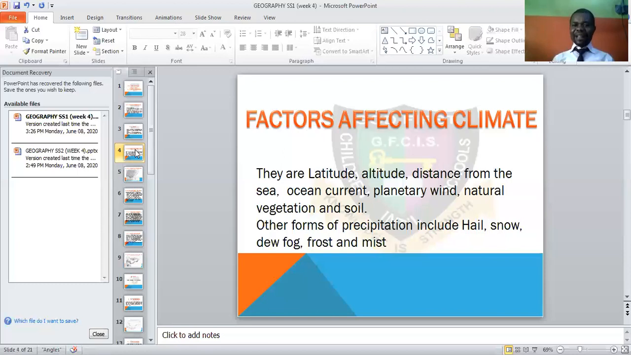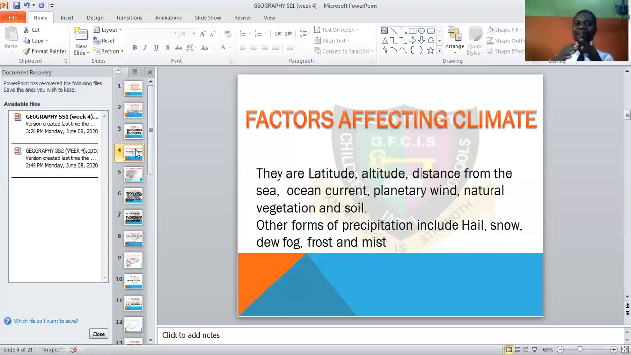We talked about latitude and longitude. We talked about planetary wind, that is the wind that blows, and the natural vegetation and soil. I gave you some examples of forests. Forest areas always have colder temperature because the leaves of plants cut off the sunlight radiation that is supposed to touch the ground. We call it insolation. I remember I gave that to you in your exam as one of the questions: the meaning of insolation.